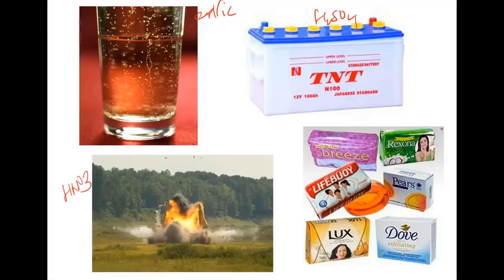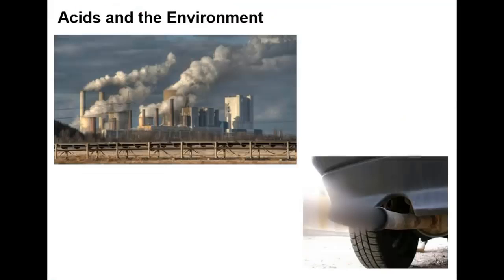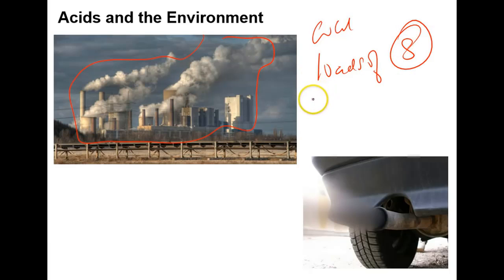But are there not useful uses of acids, or harm which acids can cause? Yes, of course. So acids in the environment. For example, take a look at this. This is a power station which burns coal. Coal contains loads of sulfur, and when you have loads of sulfur burning in oxygen, you get sulfur dioxide, and sulfur dioxide can dissolve in water in the rain to give us acid rain.